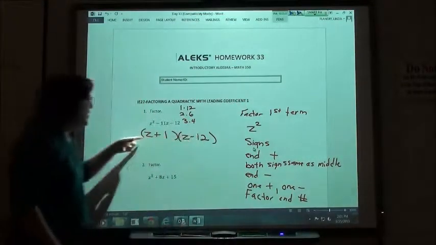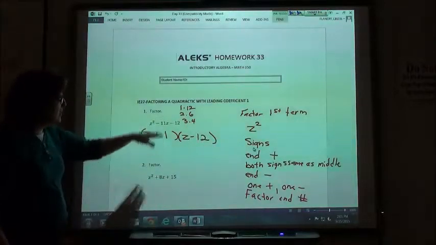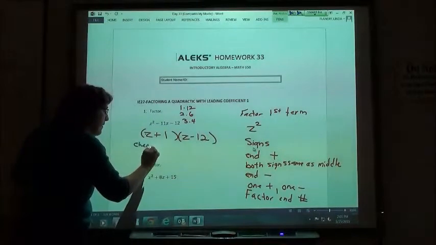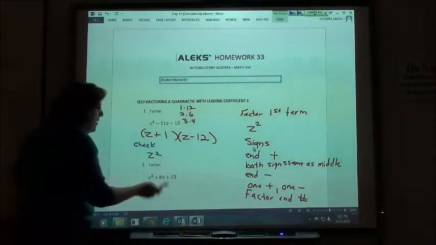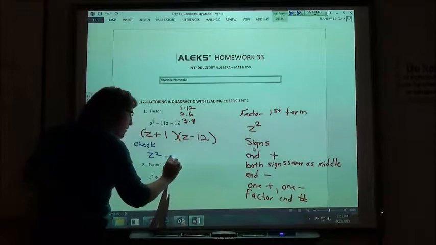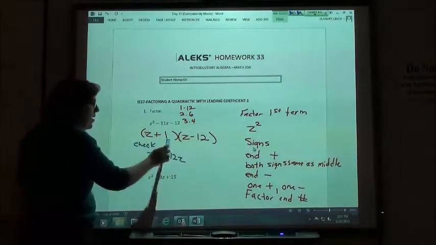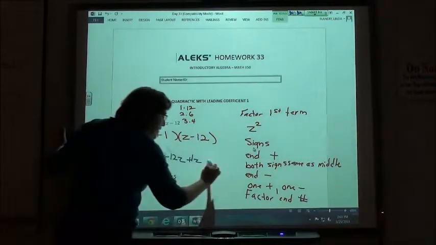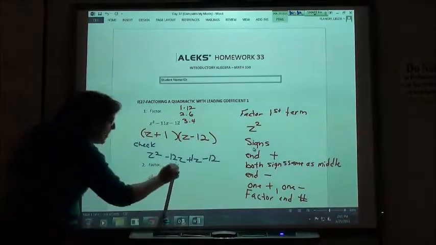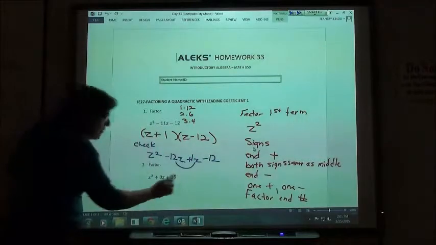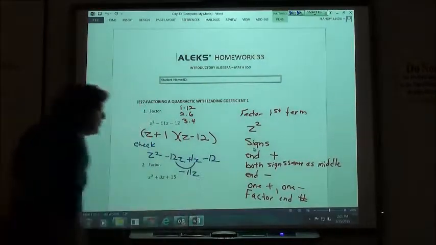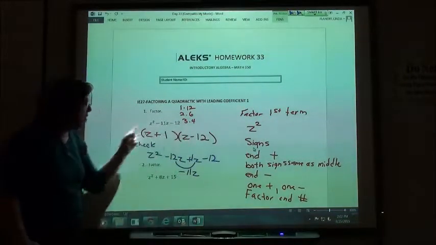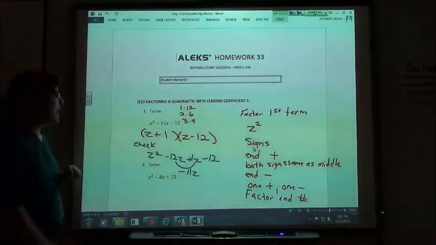I can always check these answers by FOILing them back out to see if I get what I started with. Z times z is z squared. Z times my minus 12 is minus 12z. 1 times z is a positive 1z. 1 times a negative 12 is a minus 12. My middle term should add up to the middle here. Negative 12 plus 1 is the minus 11z in the middle. So that when I multiply this out, this is what I get for my answer.